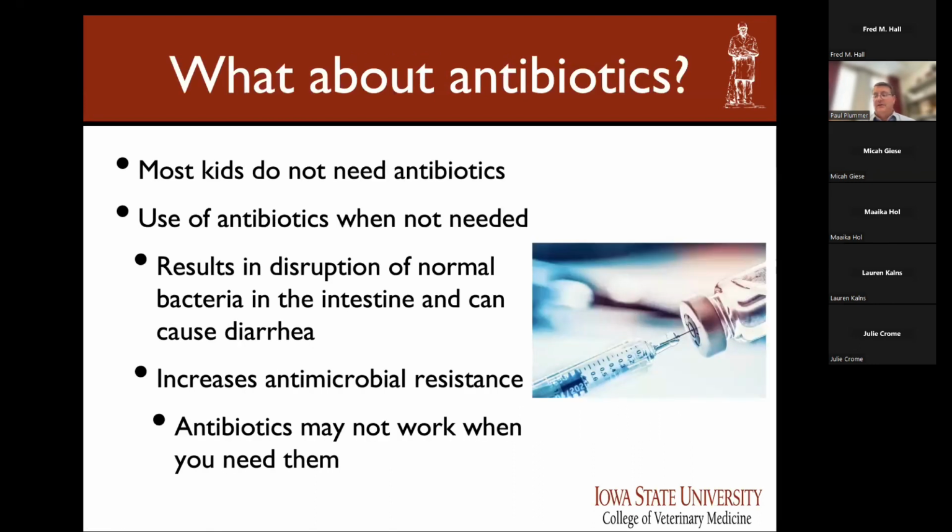All right. So I talked a lot about fluid therapy, and my talk about antibiotics is going to be shorter. Most of these kids don't need antibiotics. Yeah, that's almost where we see everybody wanting to go, is to antibiotics. When we use antibiotics and they're not needed, that results in disruption of the normal bacteria in the intestine, and that can cause diarrhea in its own right. It can also cause more residual changes in nutrition. And when we use antibiotics and we don't need them, it also increases antimicrobial resistance.